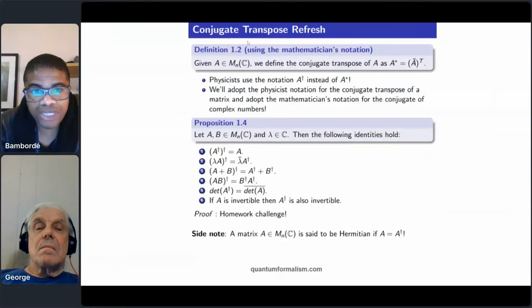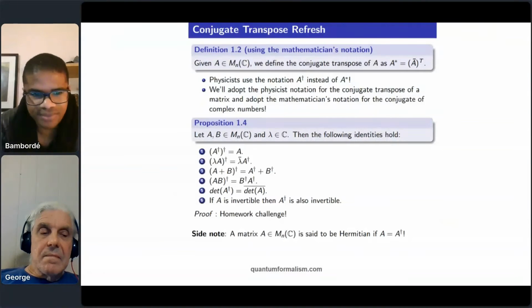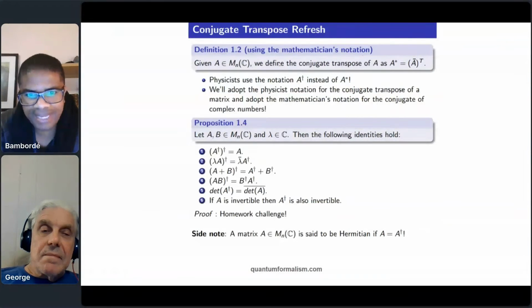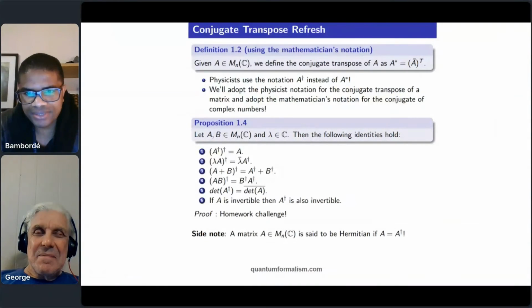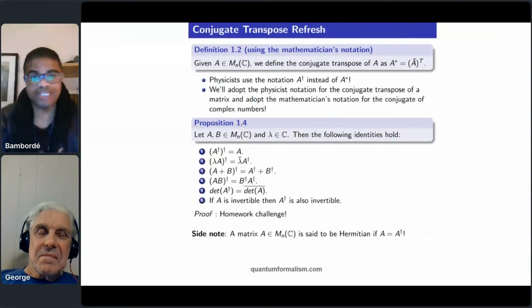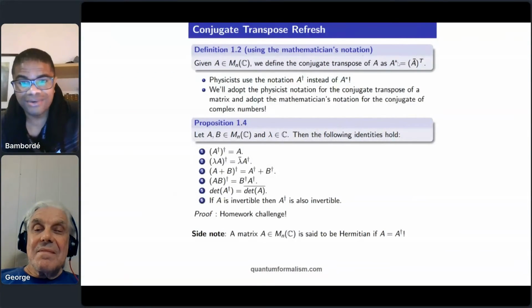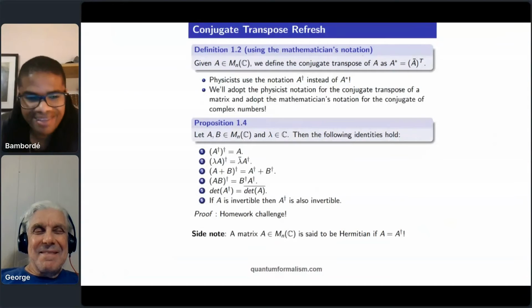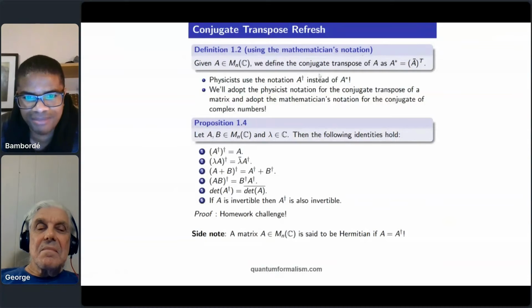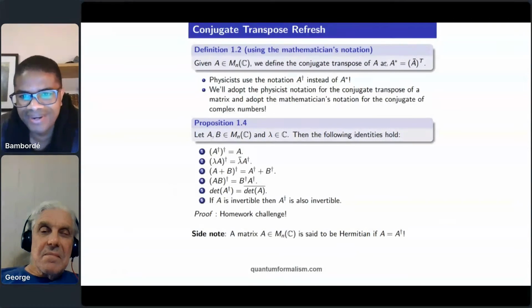Now, the conjugate transpose, also called the Hermitian conjugate, I believe, is defined like this. When you have the matrix A, it's defined as A star. You see, this is the mathematician's notation. The physicists would use the star for something else. This is where you have to be very careful. I'm using the mathematician notation, but in a minute I'll satisfy the physicists, because we'll use the physicist notation, the dagger.